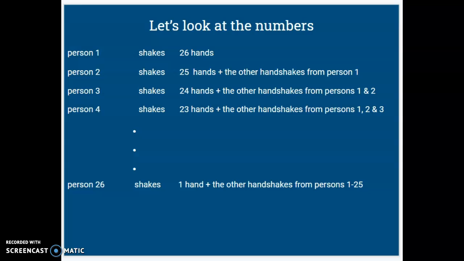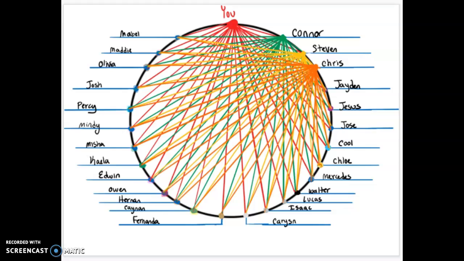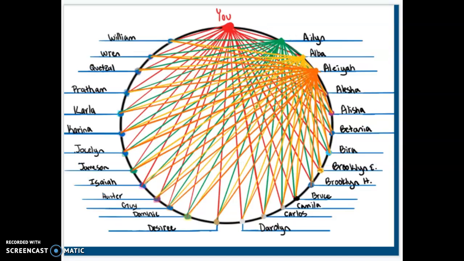Same thing with person 3. There's 24 hands being shaken because person 3 already shook hands with person 1 and person 2, so we're not double counting. And we're going to add all the one amount from the previous 1 and 2, and so on and so forth until we get to person 26. And in the in-person case, that would be Mabel. She'd basically be shaking hands with nobody because it would be full. Same thing with William. He already got shaken hands with everybody.